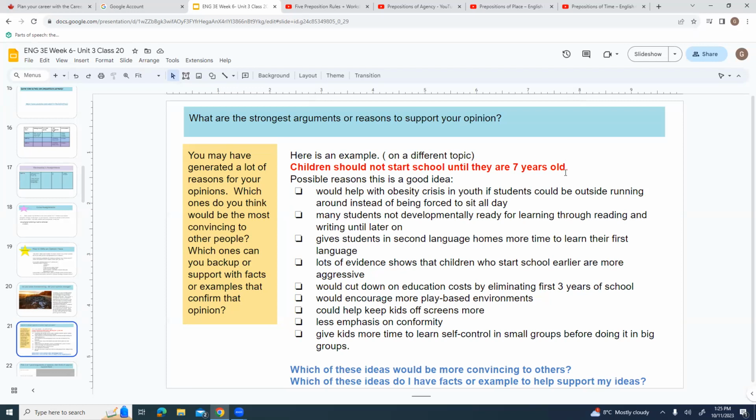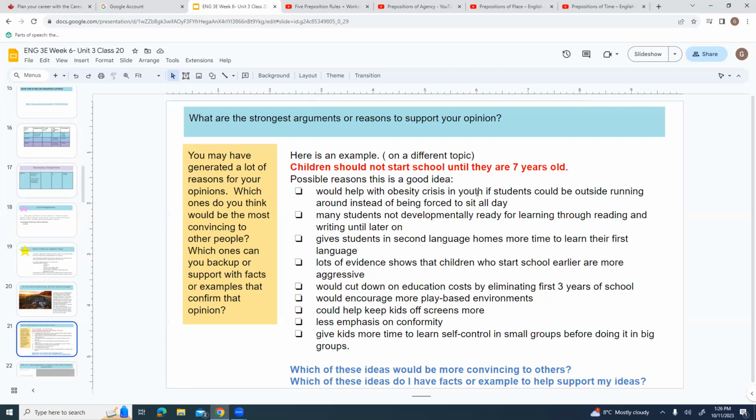So I'm going to do it with a different topic just to kind of show you what I mean. I can't do it with your topic because that would just be giving you all the answers. So here's a different topic that people might have an opinion on. Children should not start school until they're 7 years old. This is actually something some people think, that it's better for kids to start school later. Possible reasons this might be a good idea.